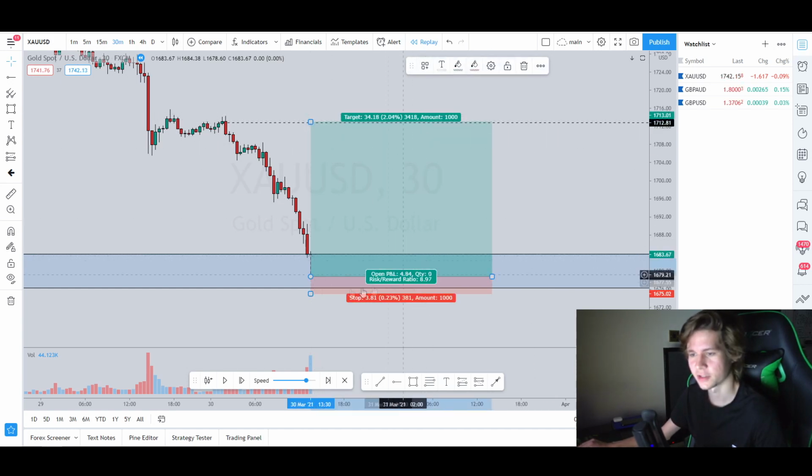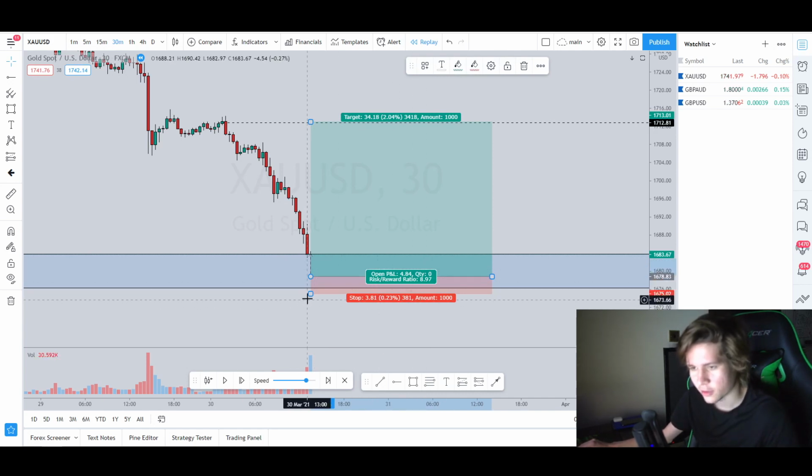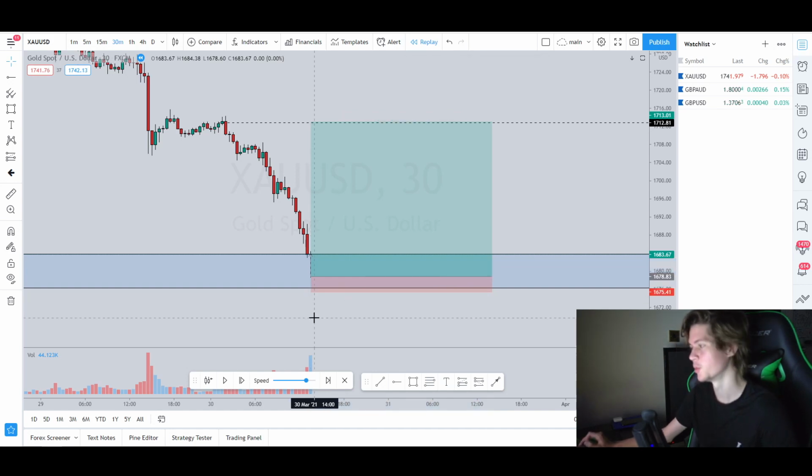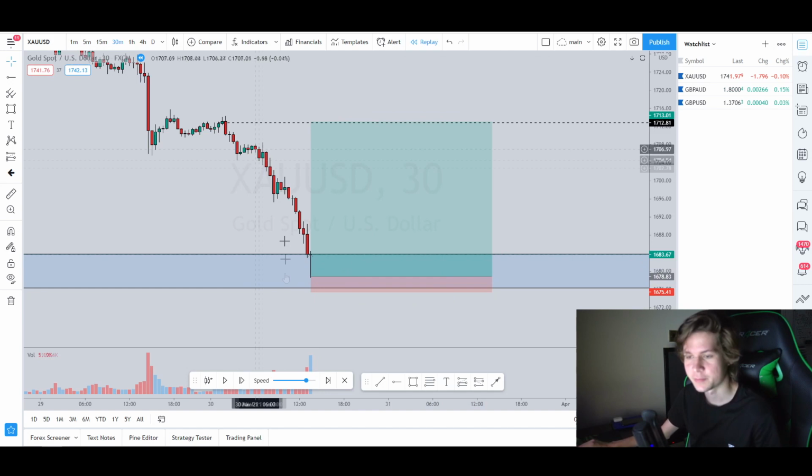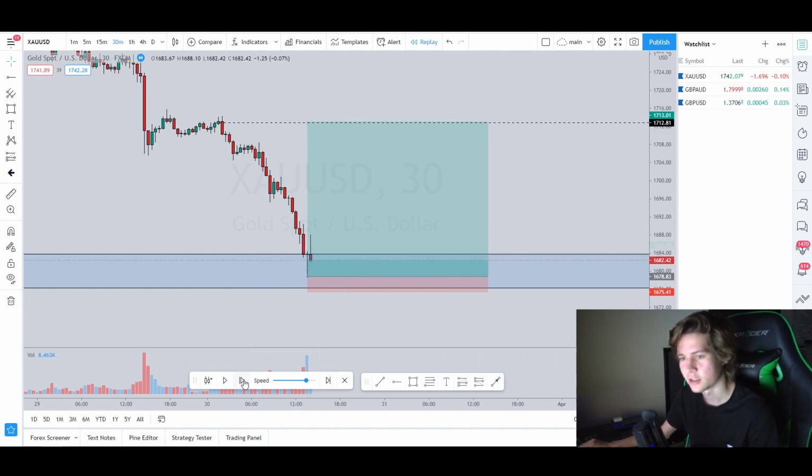I think it was something like this. I got a little bit more of a RR actually, so I might have had this a little bit tighter, but you can play around with that. It doesn't have to be too perfect, but yeah, something like that. And now we're just gonna see how it unfolds basically.